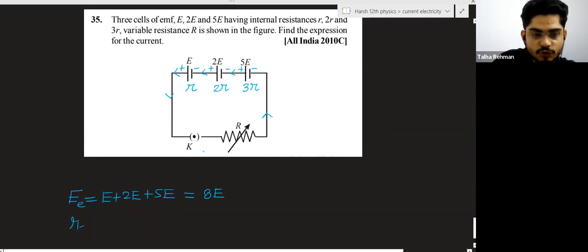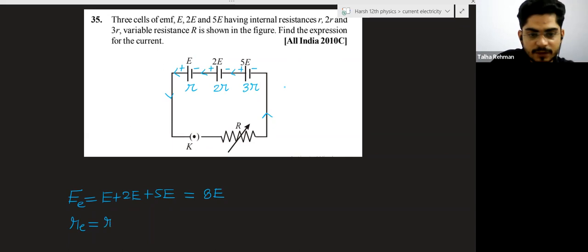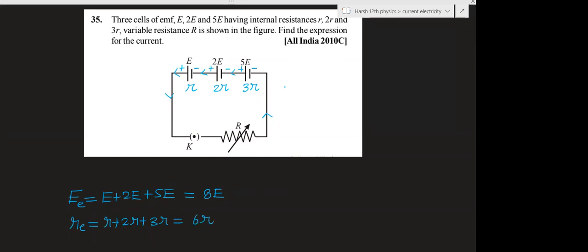And what is the R equivalent? R equivalent, when you add this R, this R, this R: R plus 2R plus 3R. You will get 6R.